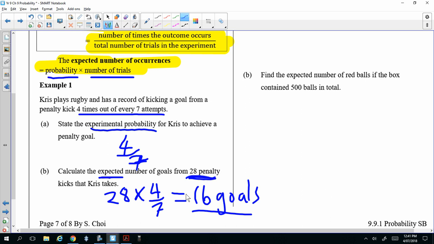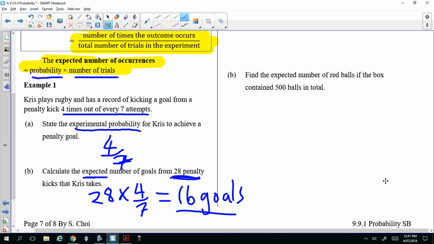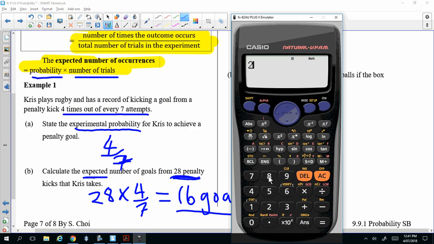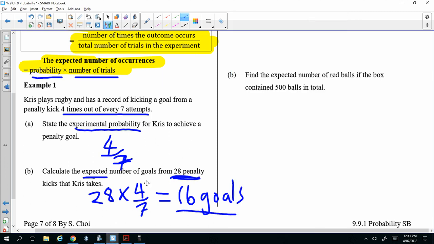Yeah, because 28 divided by 7 is 4, and 4 times 4 is 16. Like you can do on a calculator. So for example, you go 28 times the fraction 4 out of 7. You get 16, right? Because 28 divided by 7 is 4, and 4 times 4 is 16 goals.